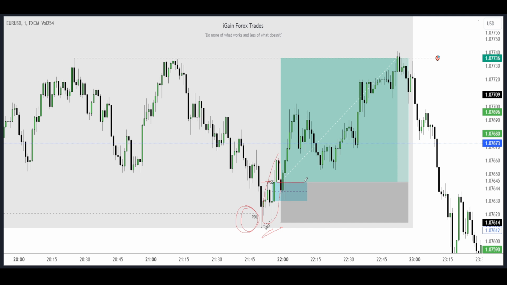So our entry at this fair value gap, and then targeted these equal highs. So that's our first trade of the week on New York session or New York kill zone. So let's go on to the next day.